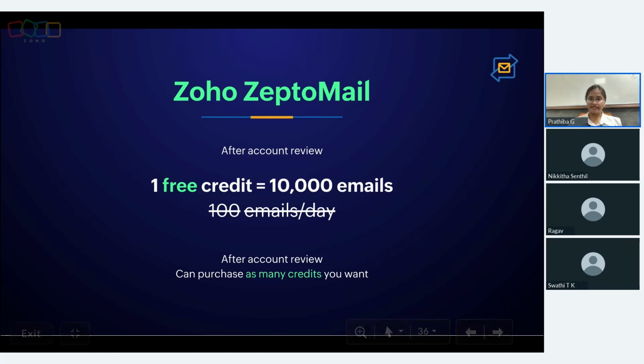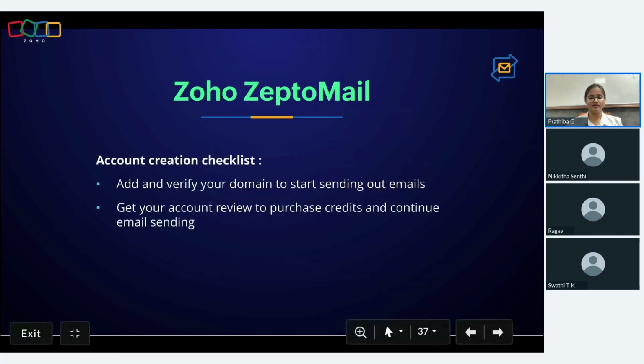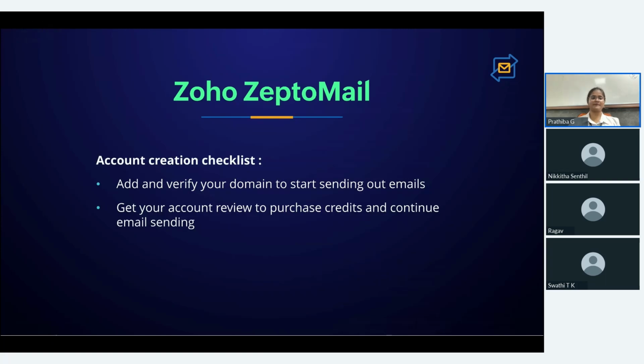And the key takeaways from this that you should have in mind are: first, you need to add and verify your domain to start sending out emails. And second, you need to get your account reviewed to purchase credits and to continue email sending. So that's the entirety of account creation. Now, once John creates and gets his ZeptoMail account reviewed, he'll be able to have a separate email channel to send out his transactional emails.